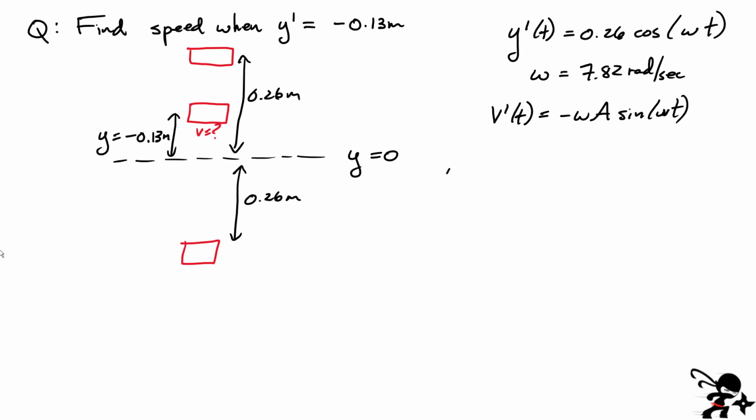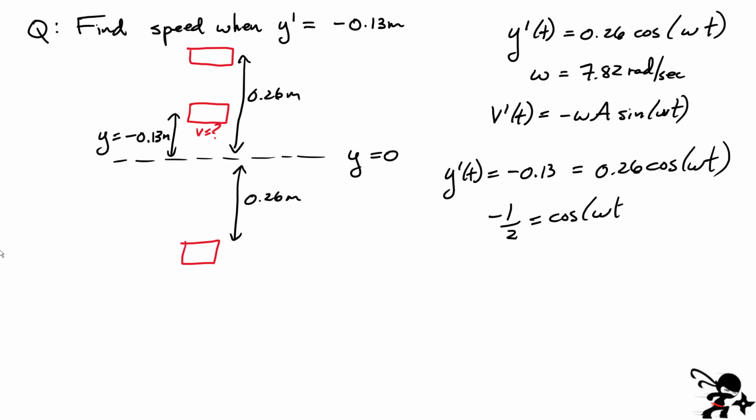Well, you want to find when y prime is at minus 0.13, right? And this is my equation that tells me where I am everywhere. Okay, so bring the 0.26 to the other side. You get minus 1/2 equals cos of omega t. I can solve this for the time. All right, you simply put that in a calculator. You get cos inverse of minus 1/2. This here equals omega t. I'll just leave it as omega t because eventually all I need is omega t to substitute back in here.